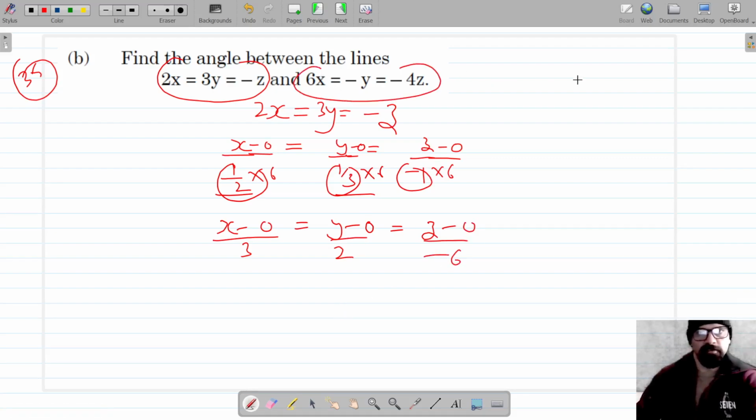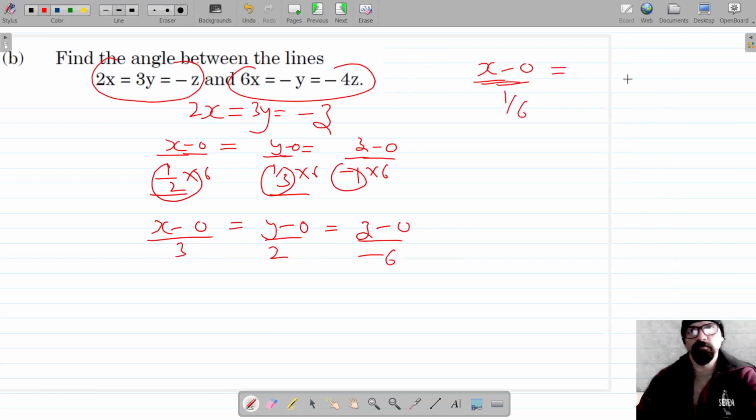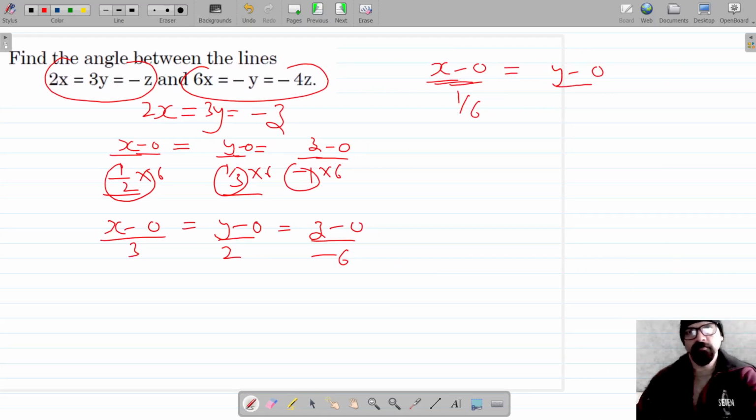Similarly, for this equation, I can write it in standard form as x minus 0 by 1 by 6 is equal to y minus 0 by negative 1 is equal to z minus 0 by negative 1 by 4.